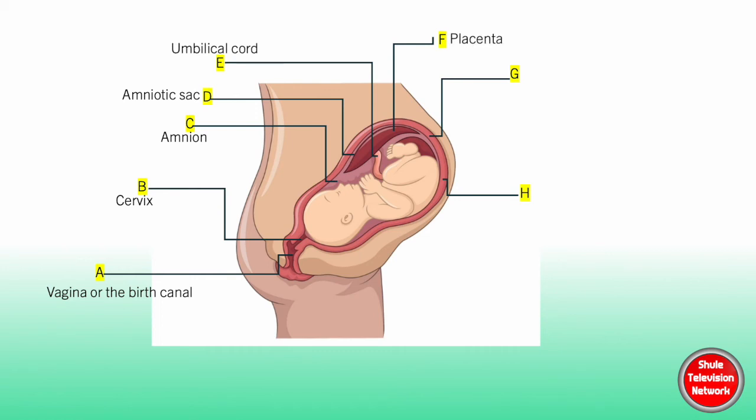F is the placenta. G is the muscle in the uterine wall. The muscle contracts and pushes the baby through the birth canal. H is the uterus.